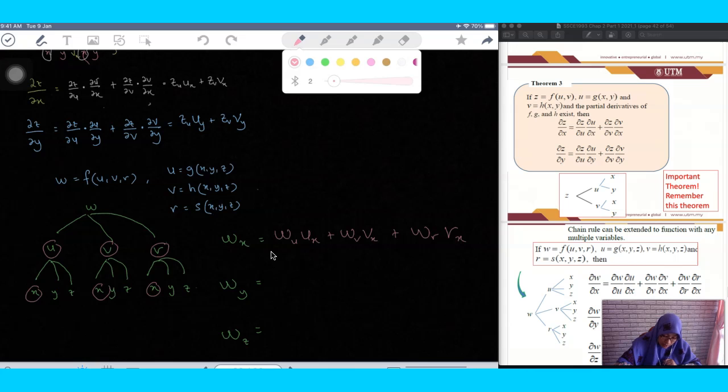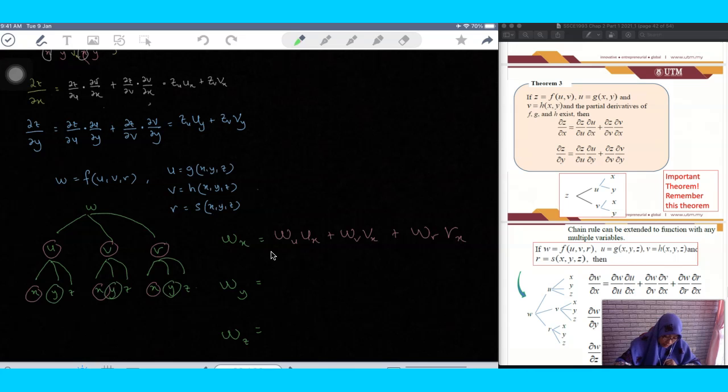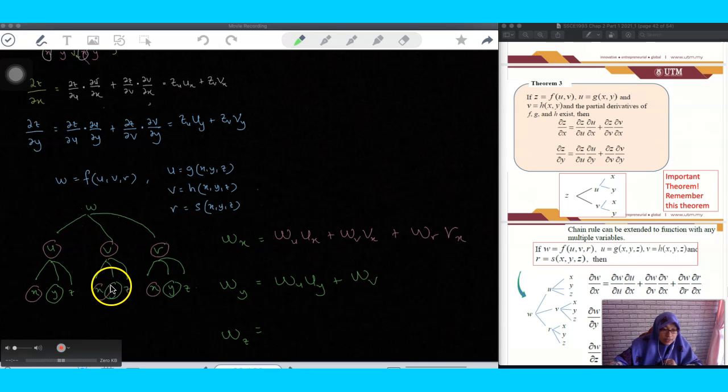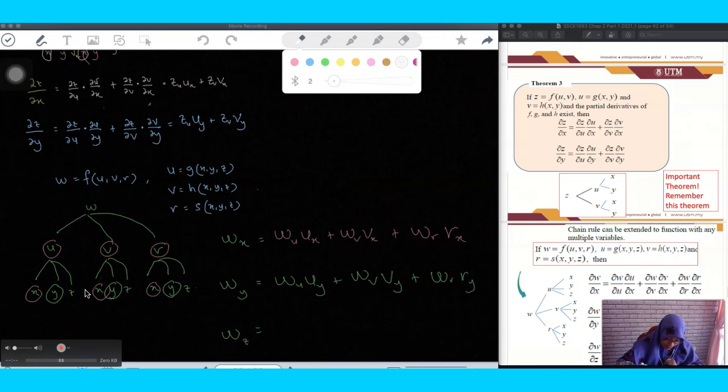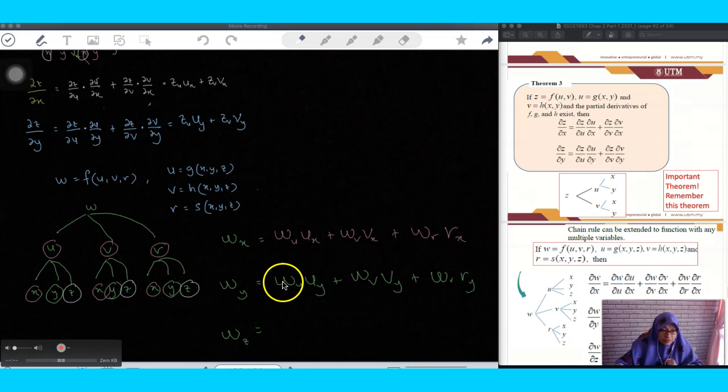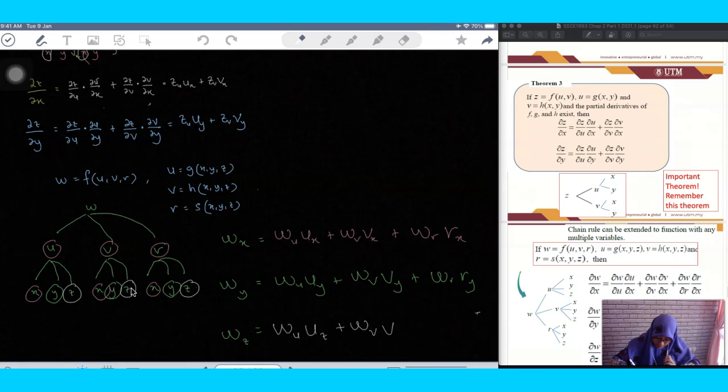Similarly, you want to go to Y now. Also 3 paths using U, V, and R. So ∂W/∂U ∂U/∂Y plus ∂W/∂V ∂V/∂Y plus ∂W/∂R ∂R/∂Y. Okay, and then to get from W to Z, you also have three paths using U, V, and R. So you have ∂W/∂U ∂U/∂Z, ∂W/∂V ∂V/∂Z, and the last one ∂W/∂R ∂R/∂Z.